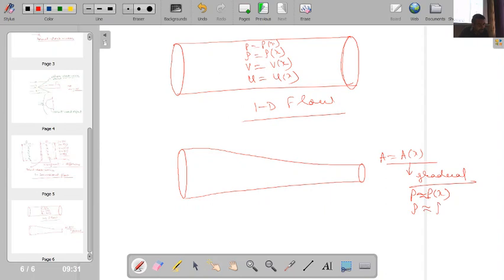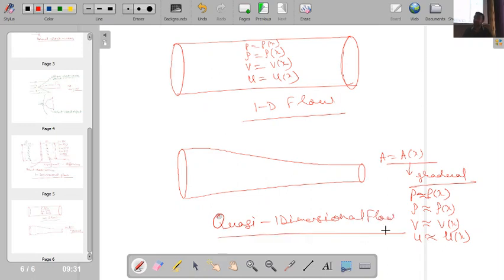Similarly, density also a function of x only, velocity also a function of x only, and internal energy also a function of x only. So under this situation, whenever we get this type of flow situation, that is called quasi one dimensional flow. Is this point clear?